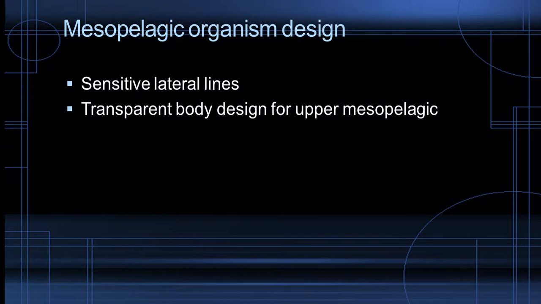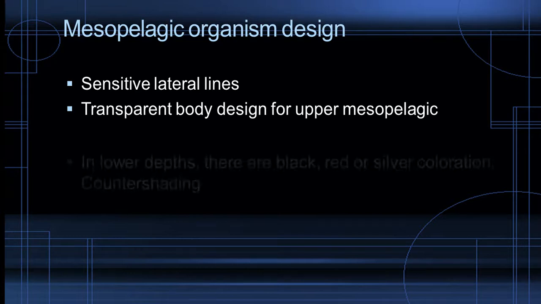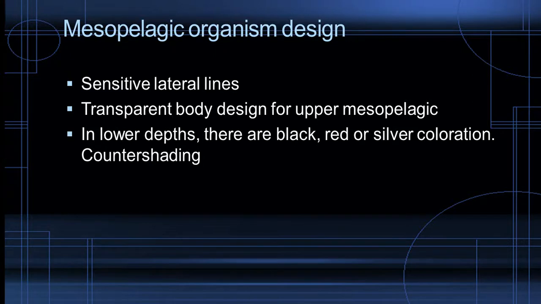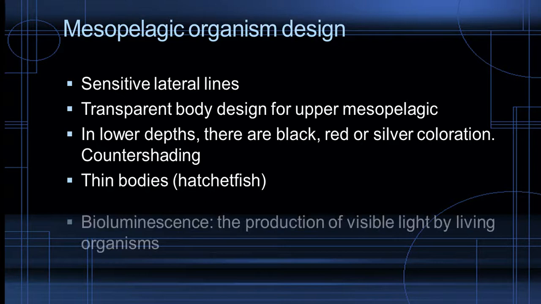So if they're looking up from beneath, they kind of are hidden in and lost in there. In the lower depths, they are black, red, or silver in color. That is actually counter shading for that area down there. The black and red, of course, because that's the only light that's going to reach down there, right? They tend to have thin bodies. We're going to see at the end here, though, some gigantic ones.